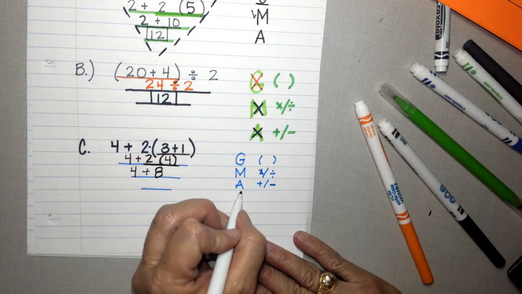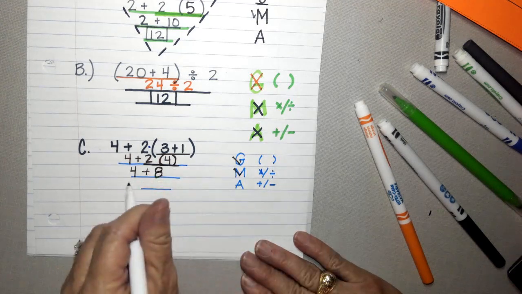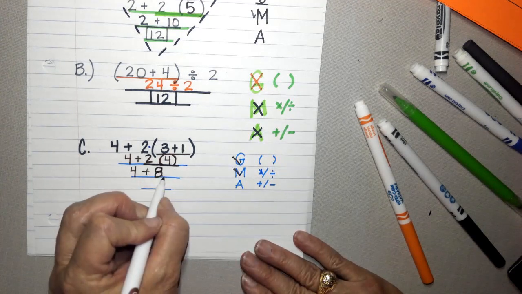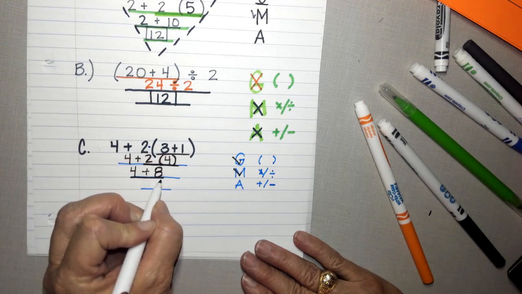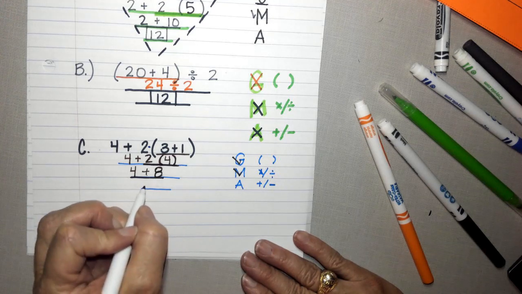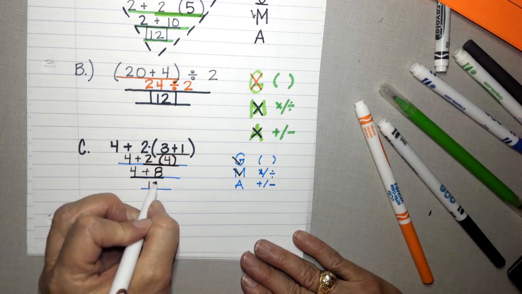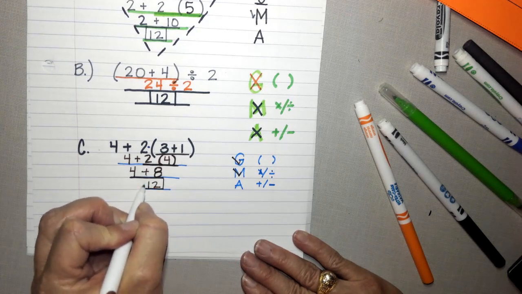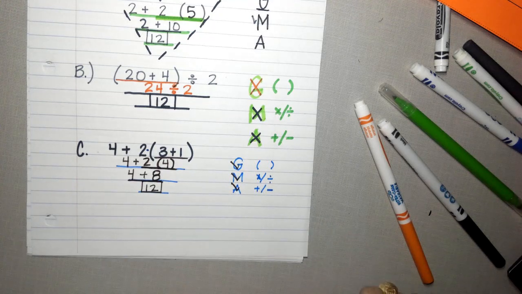That leaves my last piece, because we've already done groupings, we've already done multiplicative, we need to do adding. And so our last piece is to add. 4 plus 8 will give you the answer. That's right, it will give you the number 12. And when you get to 12, you can box it in. We have finished all of the steps.